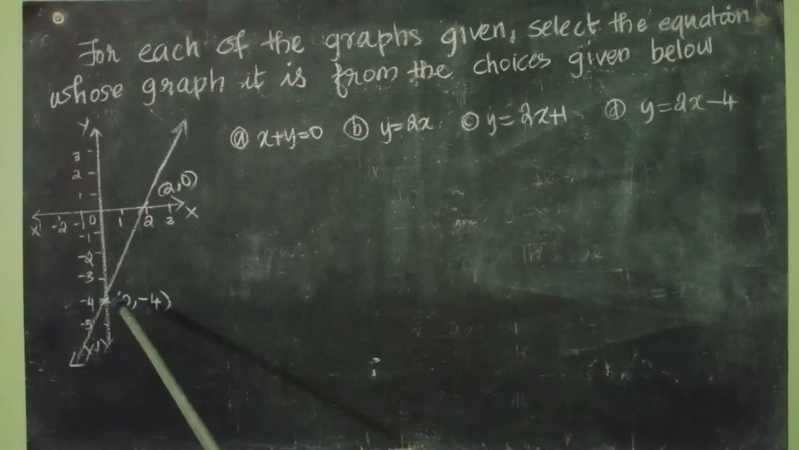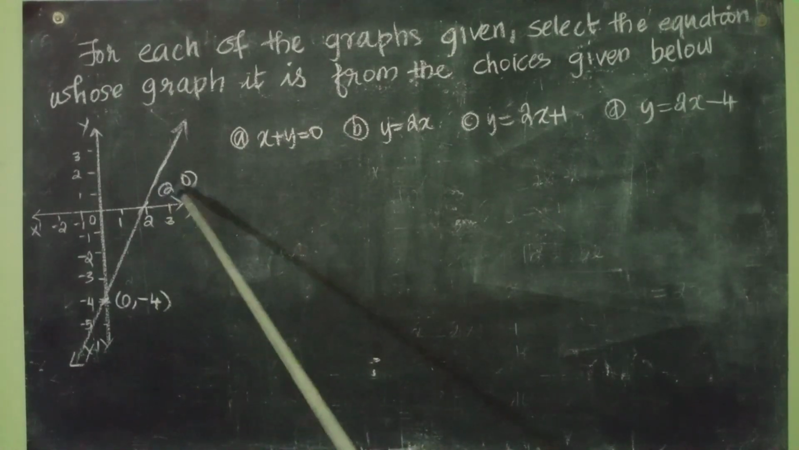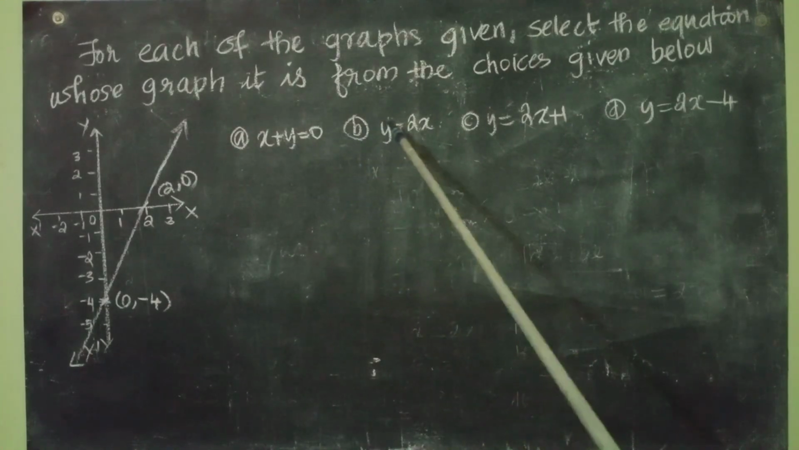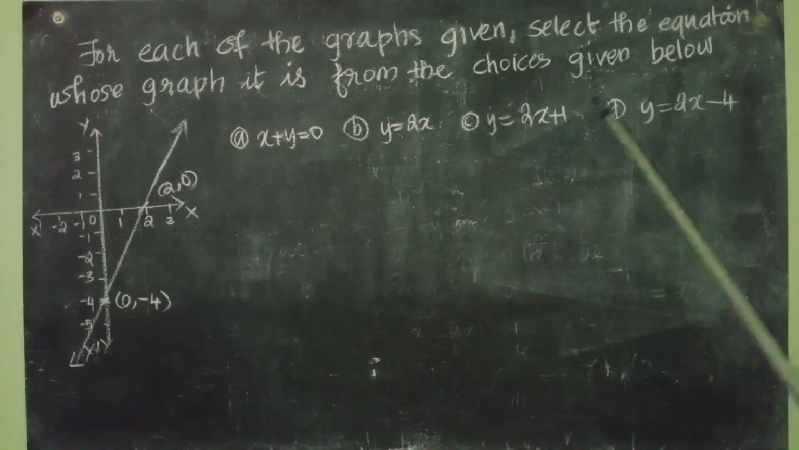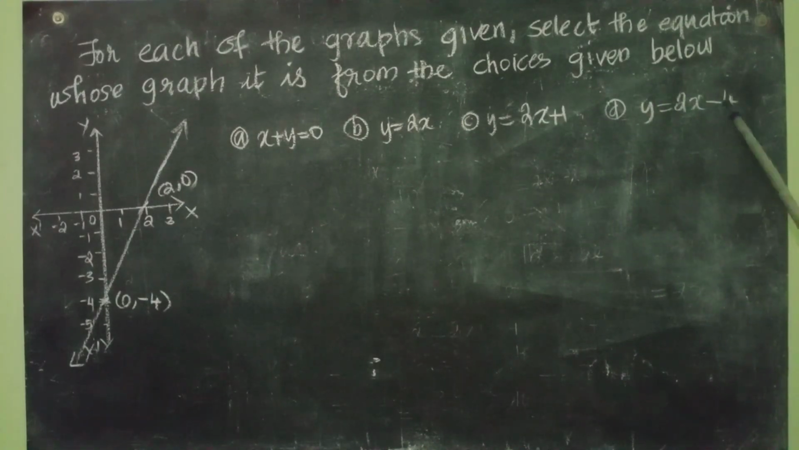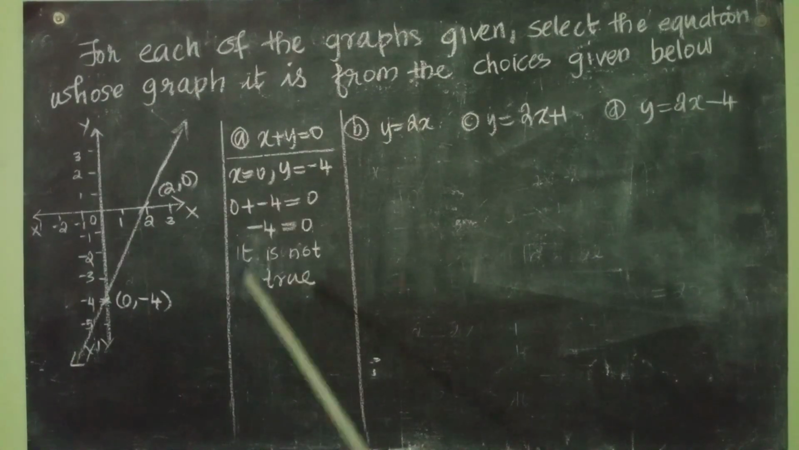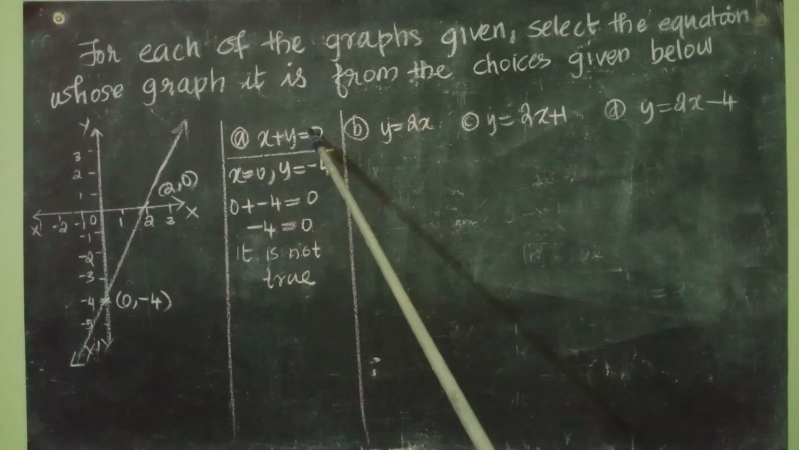Next graph is given with the solutions 0, minus 4 and 2, 0. And the equations are x plus y equal to 0, y equal to 2x, y equal to 2x plus 1, y equal to 2x minus 4. Let us check it one by one. So let us check the first solution for this equation x plus y equal to 0.